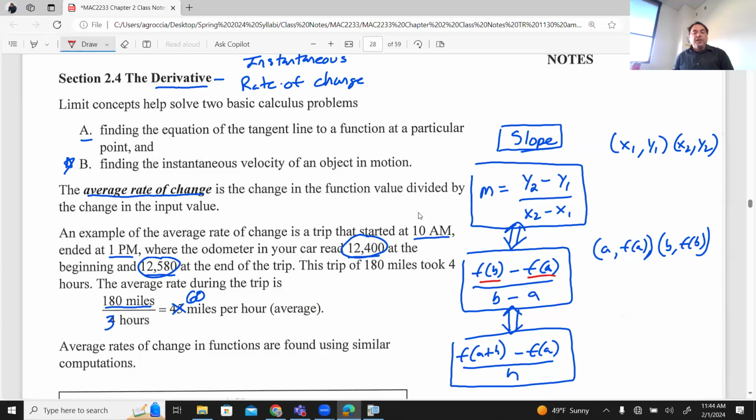And this one goes from f of a to f of a plus h. So what is h? h is b minus a, kind of like how many hours have gone by. Well, okay, b minus a is h. Okay, we're good there. What's the difference?